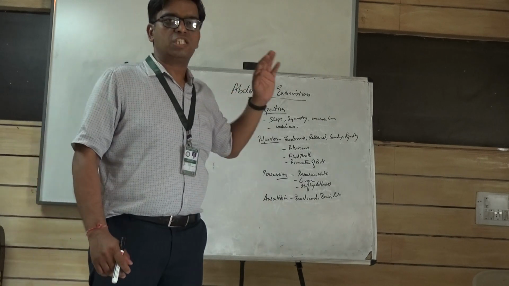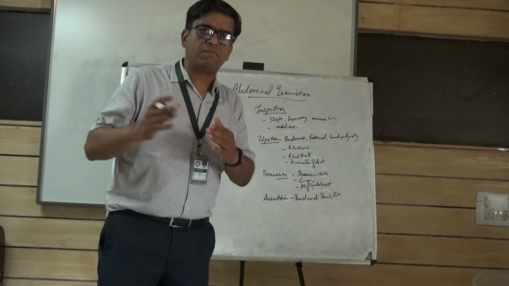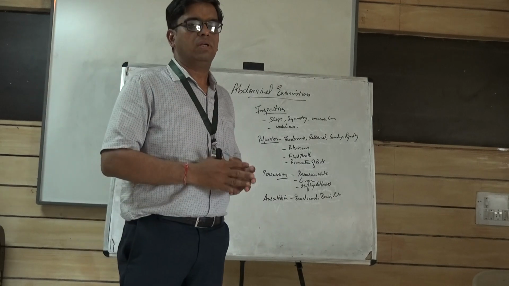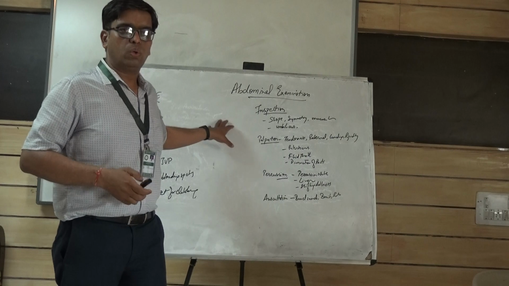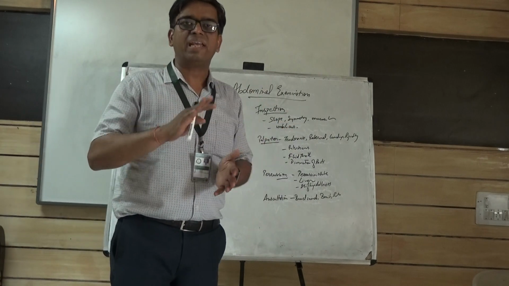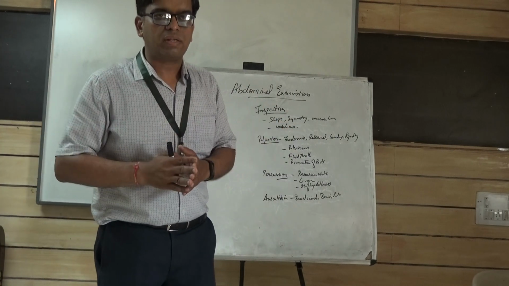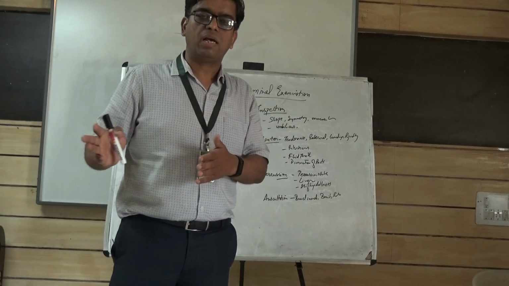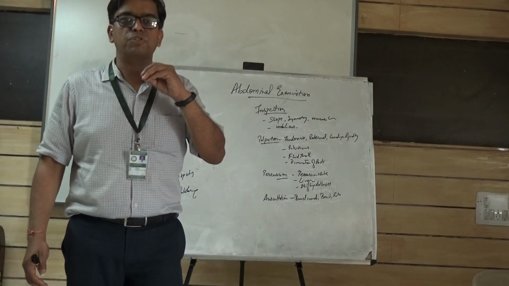So first of all, the inspection. Whenever a patient comes to us, the inspection starts at that particular moment itself. In abdominal examination, we all know the abdomen is divided into 9 regions. We first have to inspect these 9 regions of the abdomen. We have to check the shape of the abdomen. We have to look at the position of the umbilicus.